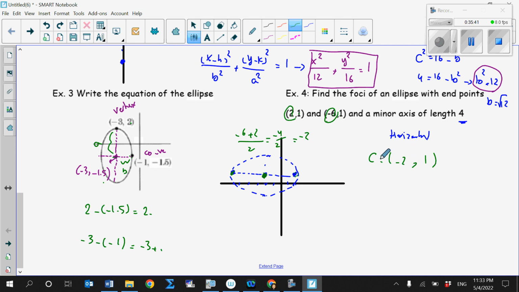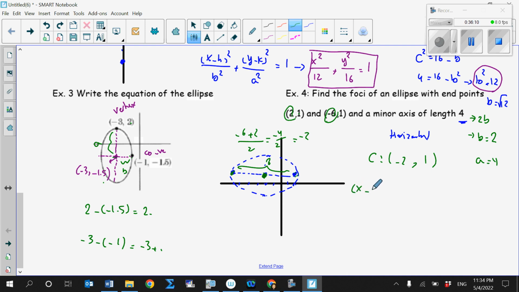Now, we said minor axis is 4. Minor axis is 2b. That means b is equal to 2, half of that. What is major axis? Major axis was 8. This length was 8. So half of that is 4. That means a is 4. So we found a and b. Now we can write the equation.